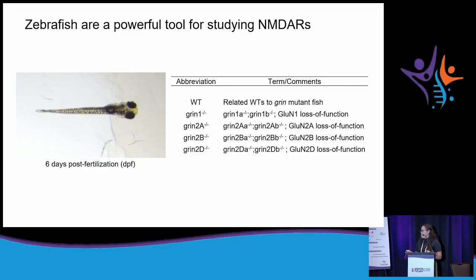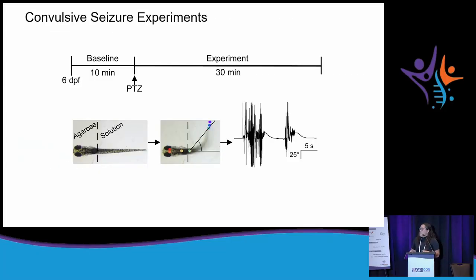Okay. So to study seizures, I first wanted to develop a pretty quantitative method to look at convulsive behavioral seizure activity in the fish. So I developed these convulsive seizure experiments in our lab where I take the fish at 6 days and I embed them in agarose, so hopefully you can see that they're head fixed in agarose, but then the tail is free floating in solution. So I can really look at that tail activity as a measure of convulsions. I'll record a 10-minute baseline, and then I'll put on a chemoconvulsant to measure seizure susceptibility.